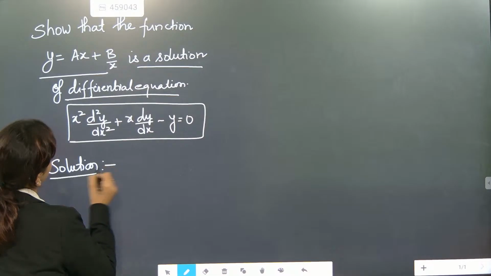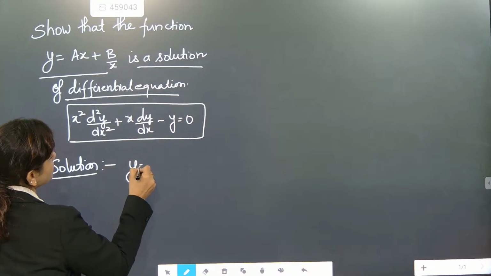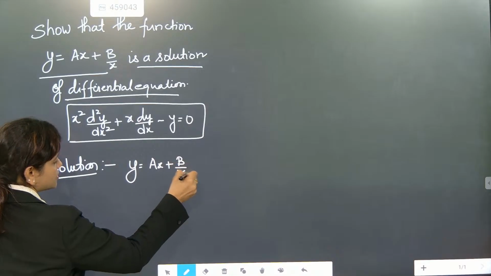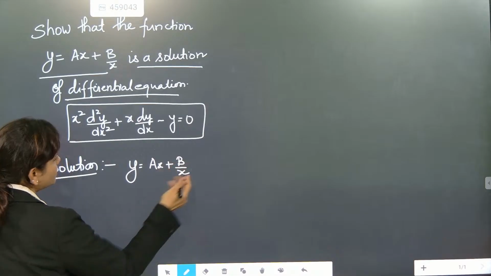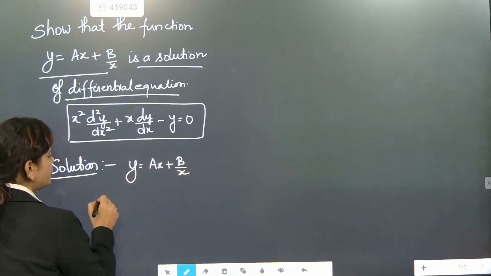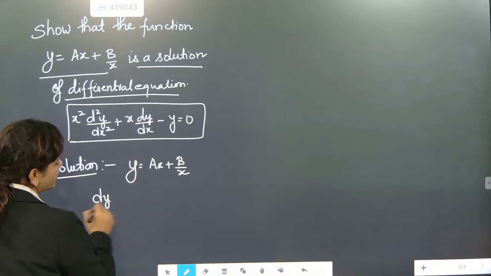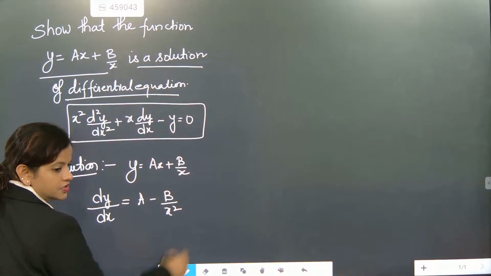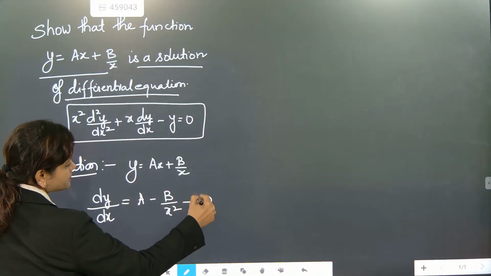We write y equals ax plus b by x. Understood? Now after that, we will differentiate it. Differentiating with respect to x, dy by dx equals a for this part, and minus b by x square for this part. This is one part.